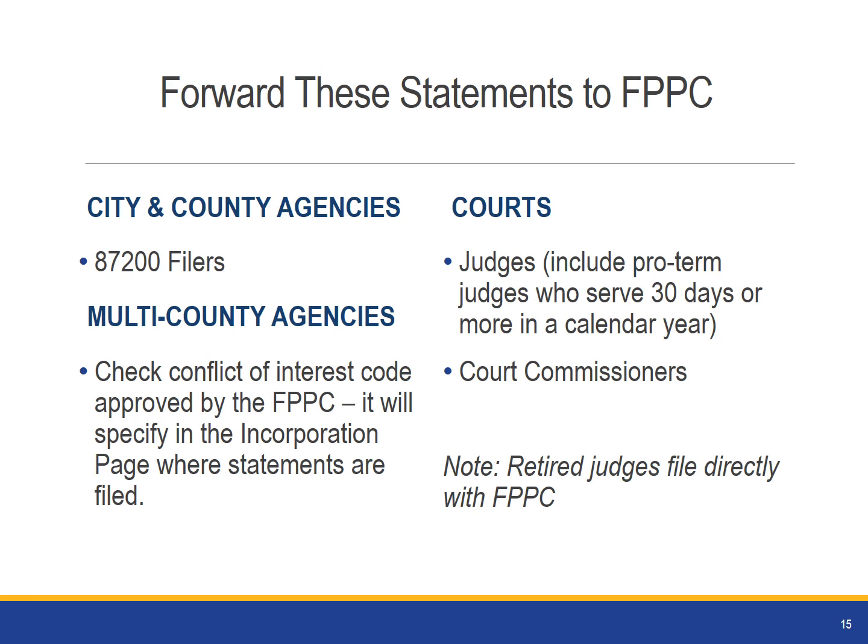Multi-county agency filing officers should check their conflict of interest code to determine if any of their Form 700s are forwarded to the FPPC. If there are statements that come to the FPPC, individuals in those positions can file through the FPPC's electronic filing system. For example, some multi-county agencies, such as water districts, may forward statements filed by the district's board members to the FPPC.